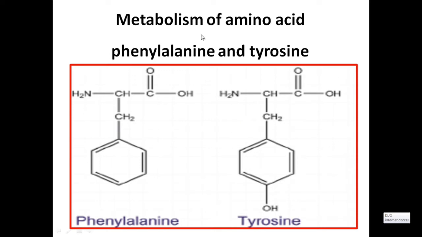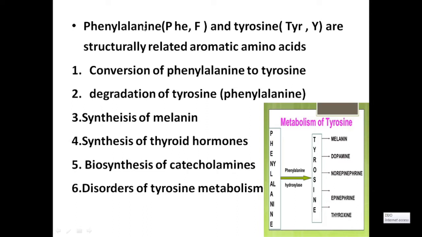Now let us go into the topic, metabolism of the amino acids phenylalanine and tyrosine. This is the structure, you can see the picture here. This is the structure of phenylalanine and tyrosine. Phenylalanine and tyrosine are closely related aromatic amino acids.